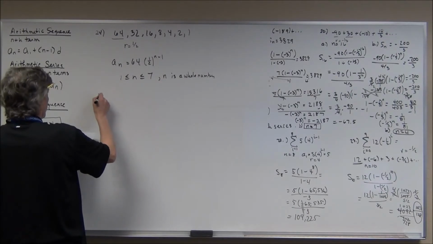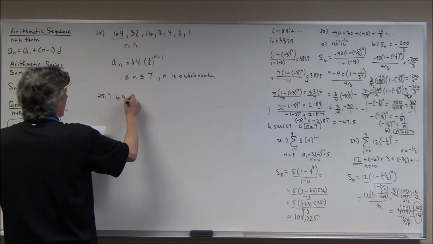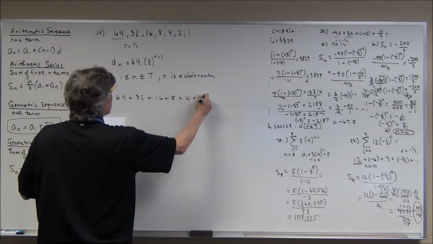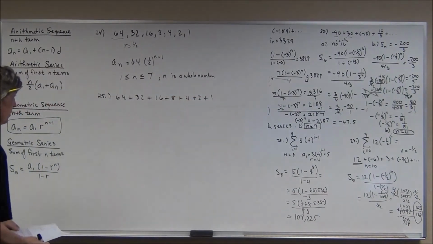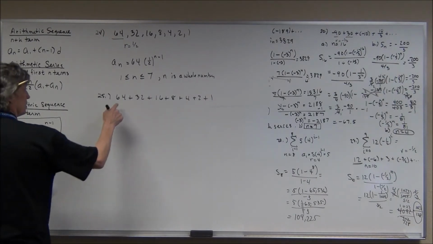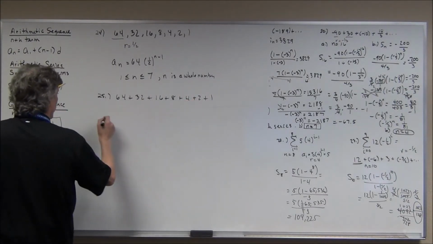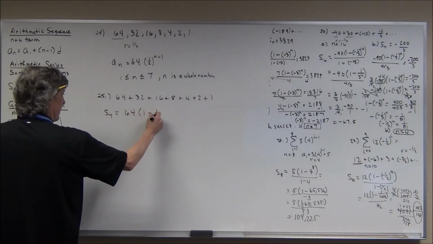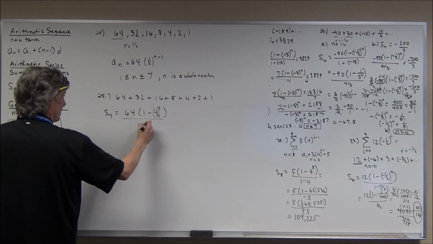So for problem 25, you're going to add 64 plus 32 plus 16 plus 8 plus 4 plus 2 plus 1. So what we can do is we can either add them with our calculator, or we can go to this formula: 1, 2, 3, 4, 5, 6, 7, so S sub 7 would be the first term, 1 minus a half to the 7th power, all over 1 minus a half.